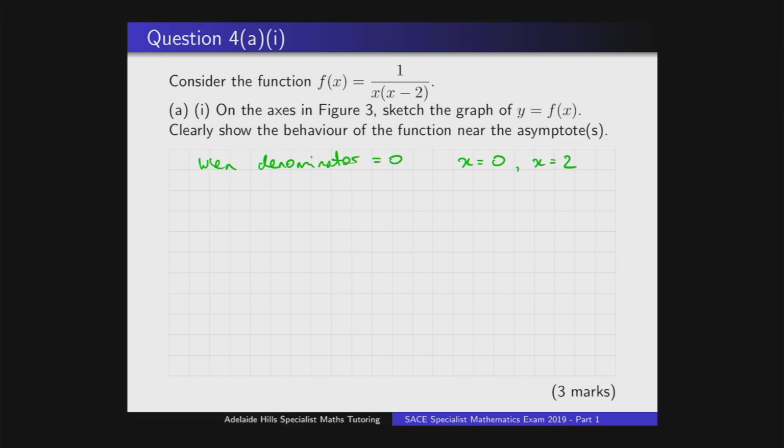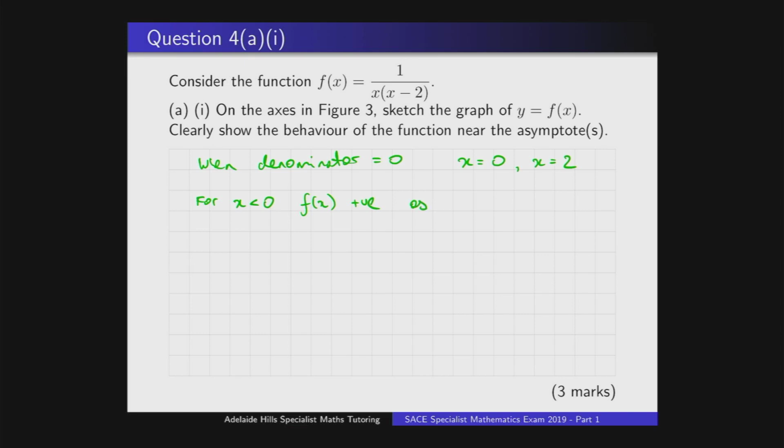Okay, so that divides the x-axis up into 3 regions. There's the region below x equals 0, there's the region between x equals 0 and x equals 2, and then there's the region beyond x equals 2. So when x is less than 0, then f of x is always positive, because x is a negative number, x minus 2 is also a negative number, and you're multiplying two negatives on the denominator, so that gives you a positive, and the numerator is always a positive.